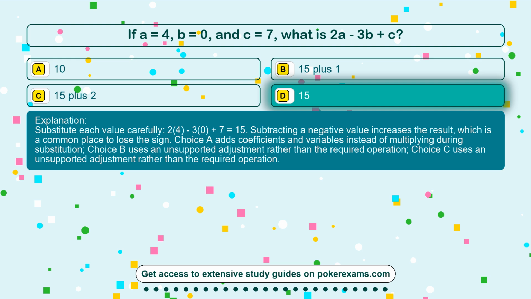Choice A adds coefficients and variables instead of multiplying during substitution. Choice B uses an unsupported adjustment rather than the required operation. Choice C uses an unsupported adjustment rather than the required operation.